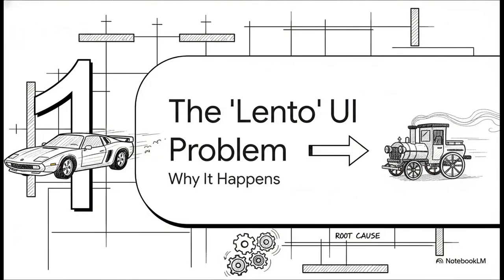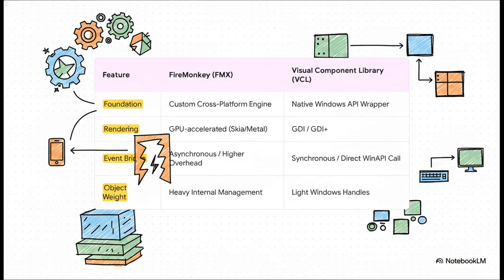So why does FMX sometimes feel slower than its older sibling, VCL? Well, to solve the problem, we first have to understand the root cause. And it's not that Pascal is slow, not at all. It all comes down to architecture. FMX's greatest strength, the fact that it's a cross-platform framework, is also the source of its performance challenges if you don't manage it right.